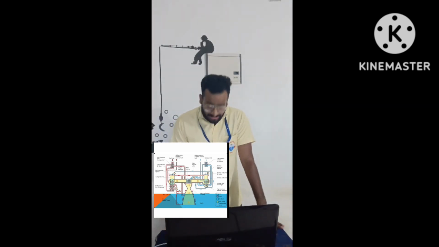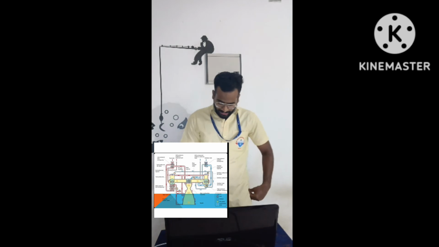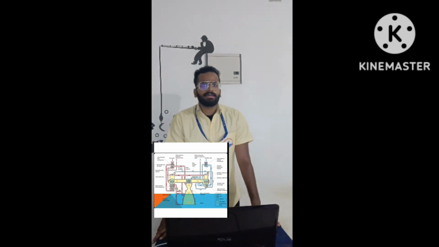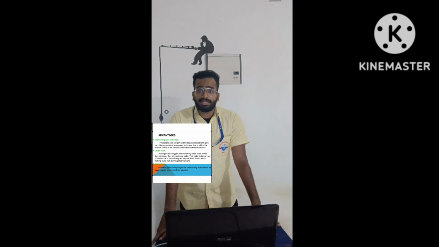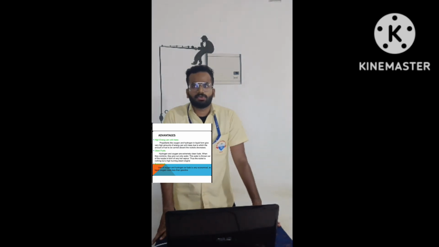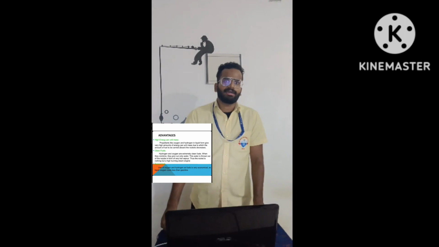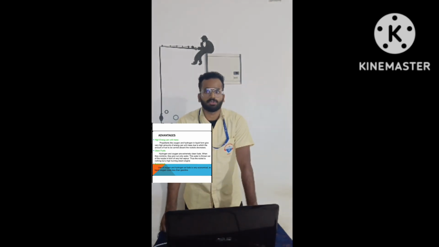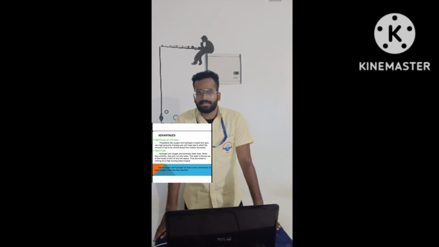Now we will discuss the advantages of cryogenic engines. High energy per unit mass. Propellants like oxygen and hydrogen in liquid form give a very high amount of energy per unit mass, due to which the amount of fuel to be carried aboard the rocket increases.